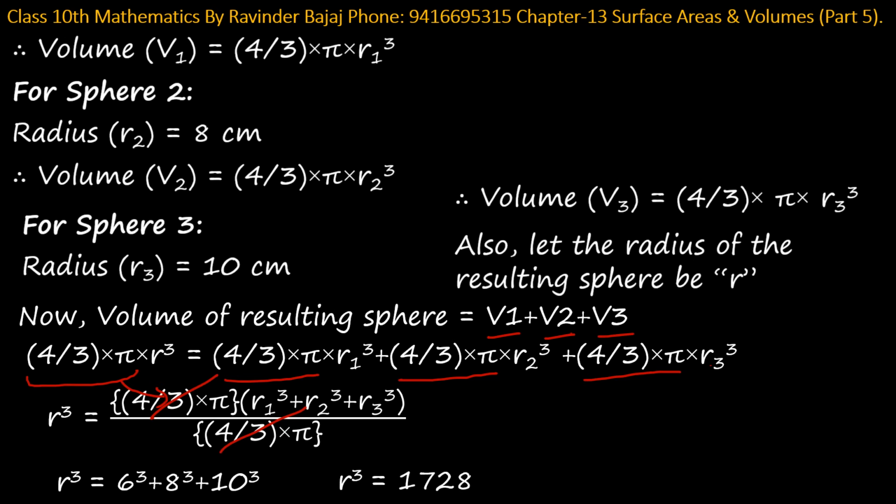Now solve this, you will get R cube is equal to 1728, and cube root of 1728 is equal to 12. So the radius of the resulting sphere is 12 centimeter. This is the answer. In this way you can find the answer. Let's do one more question.